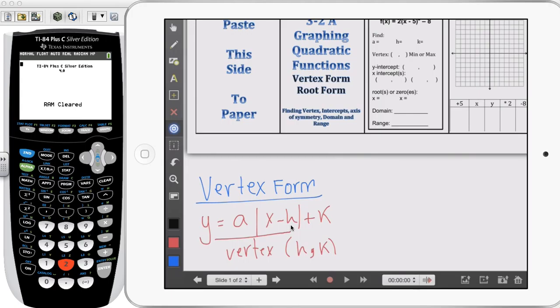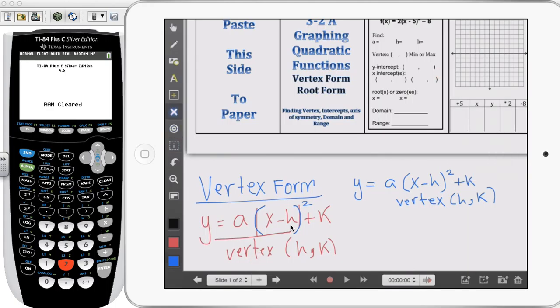Now, how can we apply the same concept to quadratic equations, because this is absolute value? So what you do is, instead of the absolute value, you put parentheses and a square, and that's what's going to make it a quadratic equation. So the vertex form is going to be y equals a(x minus h) to the second power plus k, where the vertex is going to be h and k. So this would be the vertex form.